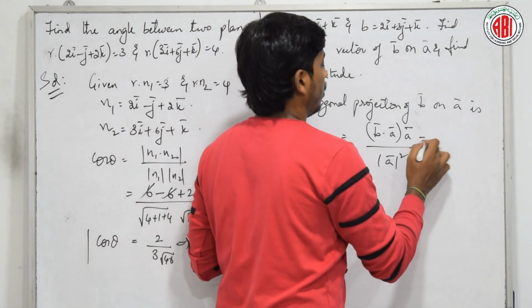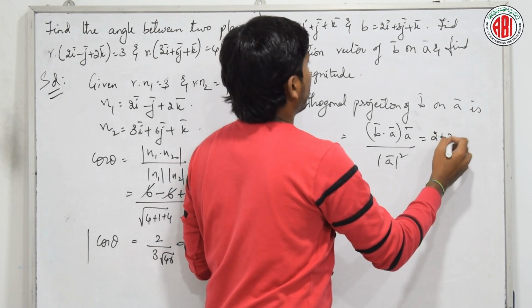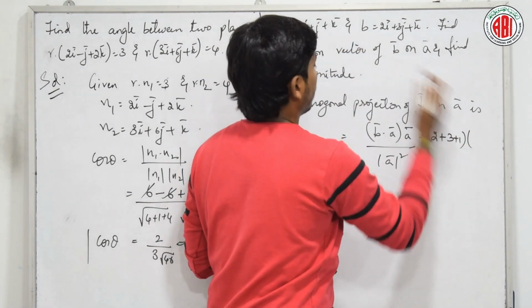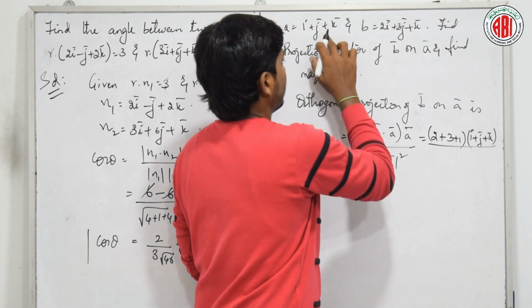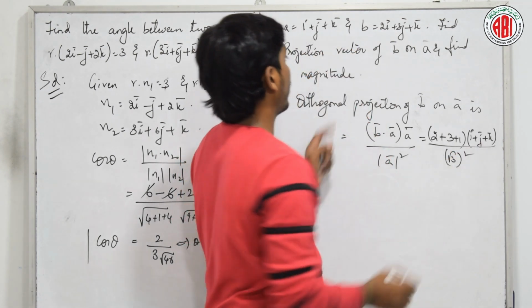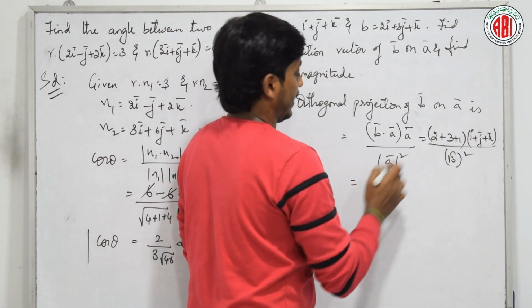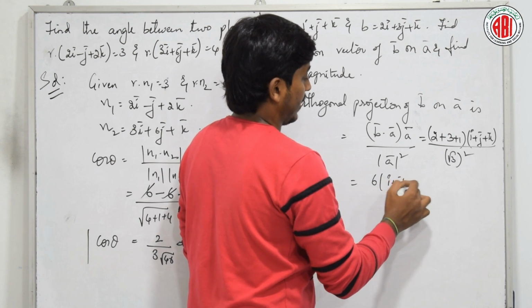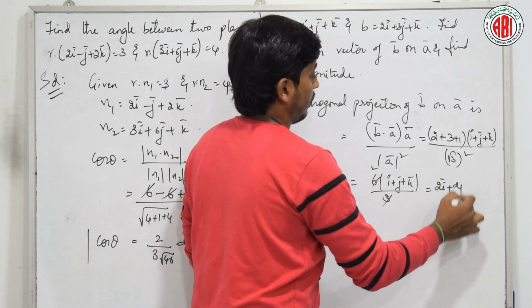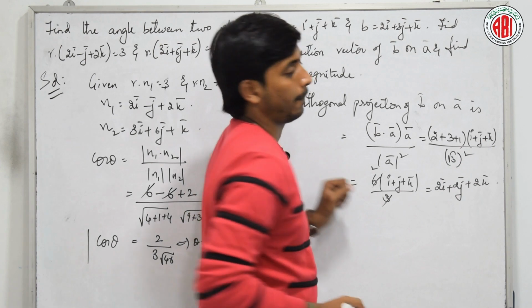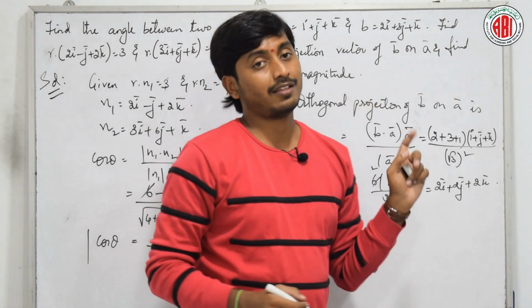That is equal to, what is B dot A? Tell me. 2 ones are 2 plus 3 ones are 3 plus 1 into A, I plus J plus K, by mod A square, that is root 3 whole square, 1 square plus 1 square plus 1 square, isn't it? Fine. This will be 6 into I plus J plus K by 3, ones are 3, twos are, that is nothing but 2I plus 2J plus 2K. Clear? Fine. And he is also asking us to find the magnitude.